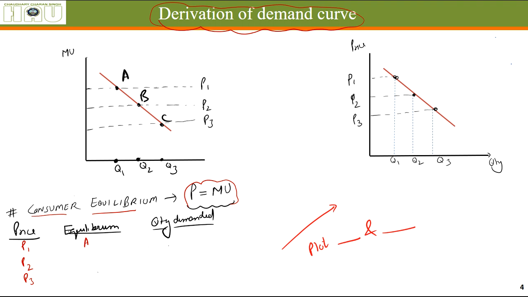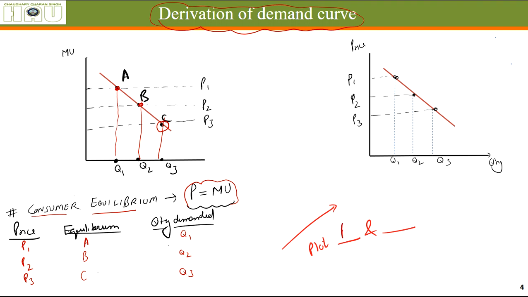Equilibrium earlier was at A when the price was P1. When the price reduced to P2, equilibrium shifted to B, and when the price reduced to P3, the equilibrium shifted to C. And at these different equilibriums, the quantity bought was Q1, Q2 and Q3. The quantity bought increased as the price reduced.